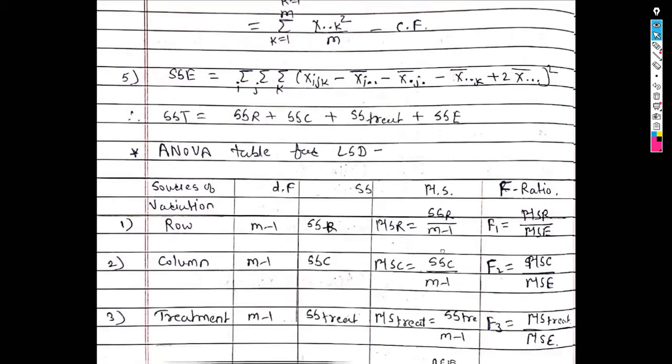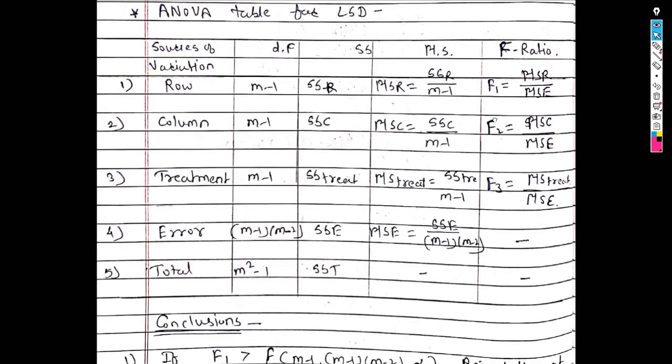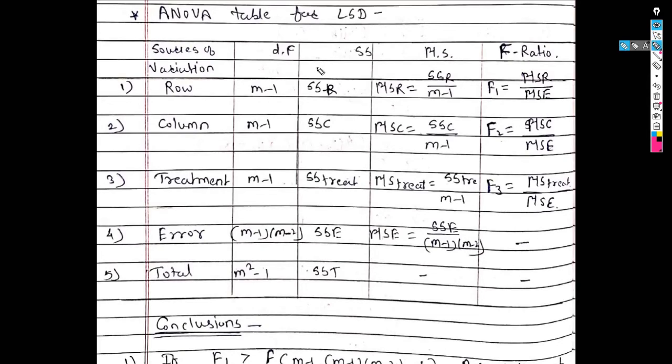Now we will discuss the ANOVA table for Latin square design. So we know that there are 5 columns in the ANOVA table. Our first column is for sources of variation. So in LSD we have row, column, treatments, error and total. These are the 5 terms in the sources of variation column. Then degrees of freedom. For row, degrees of freedom is m minus 1. Similarly for column, it is m minus 1. And for treatment also, it is m minus 1.